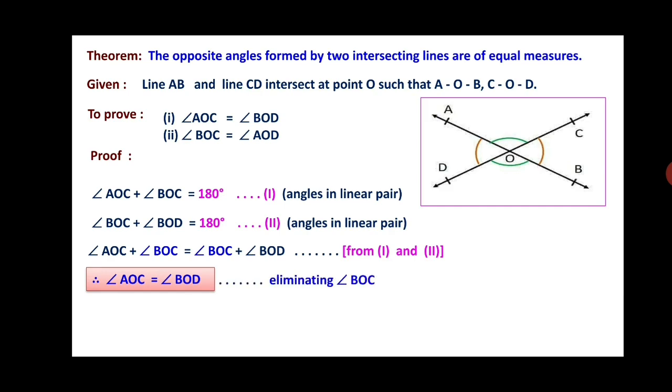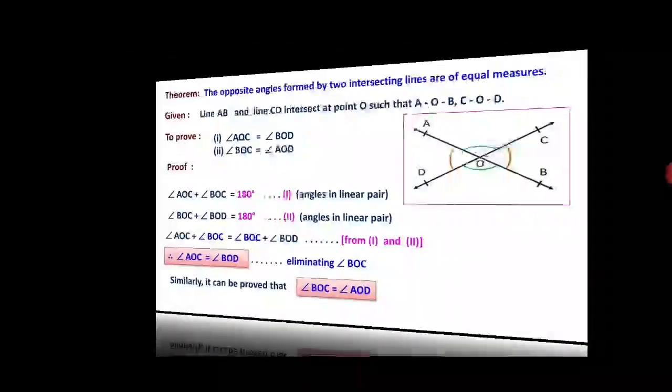Similarly, we can prove that angle BOC is equal to angle AOD. So it is a direct proof method. Now let us consider one more, the indirect method of proof.